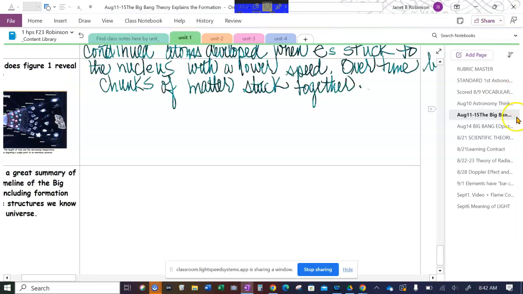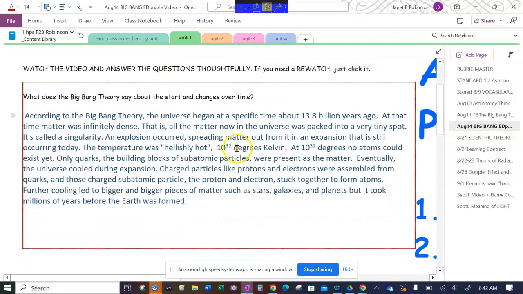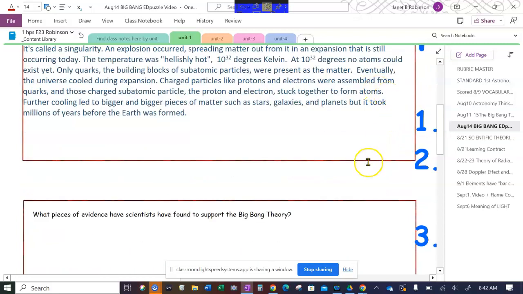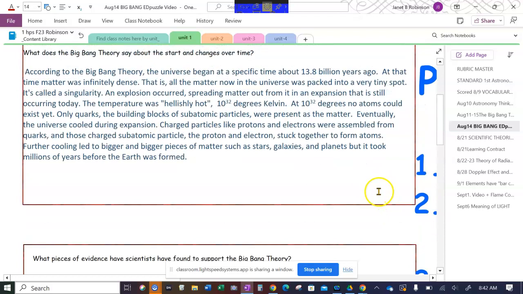Now, let's see what's next. The next thing we did, we had another Edpuzzle on the Big Bang, and you were writing a paragraph. Remember, we worked on this quite a bit. This was you working out how to write a meaningful paragraph, and this is the one that talks more about time.